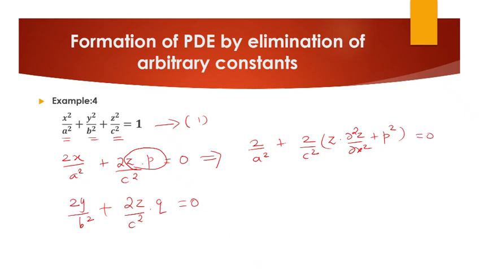Similarly, differentiating the second one with respect to y, what I'm getting? 2 by b square plus 2 by c square, and here it is going to be z into dou square z by dou y square, plus this one is going to be q square.